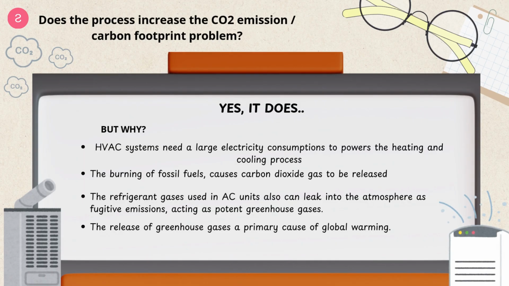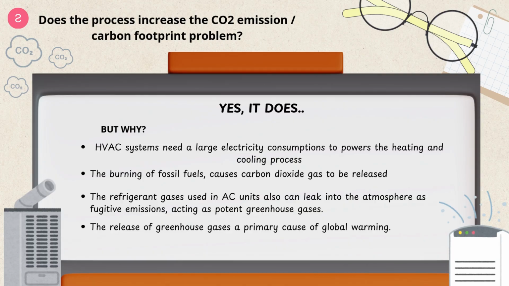In this slide, I will present on whether the HVAC system can increase carbon dioxide emission or carbon footprint problems. Yes, it does. HVAC systems, which include technologies like air conditioners, heat pumps, and window units, are widely used to control temperature and humidity in homes, offices, and buildings. With millions of houses and buildings relying on HVAC technology every day, this system directly contributes to increased carbon dioxide emission. But why does this happen?